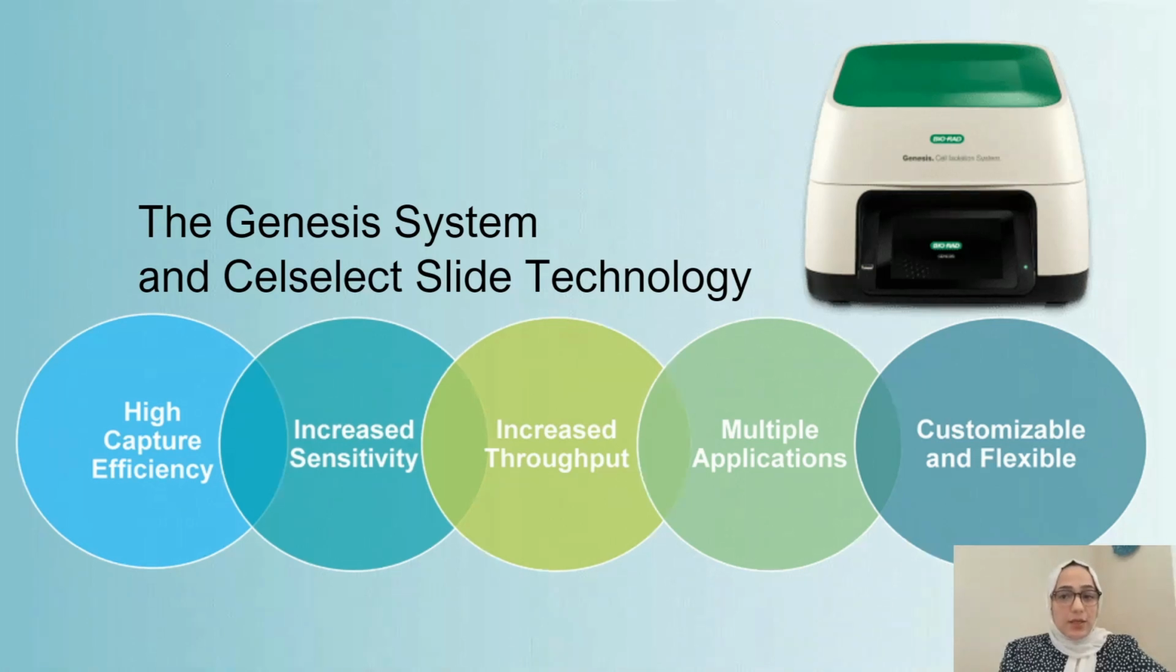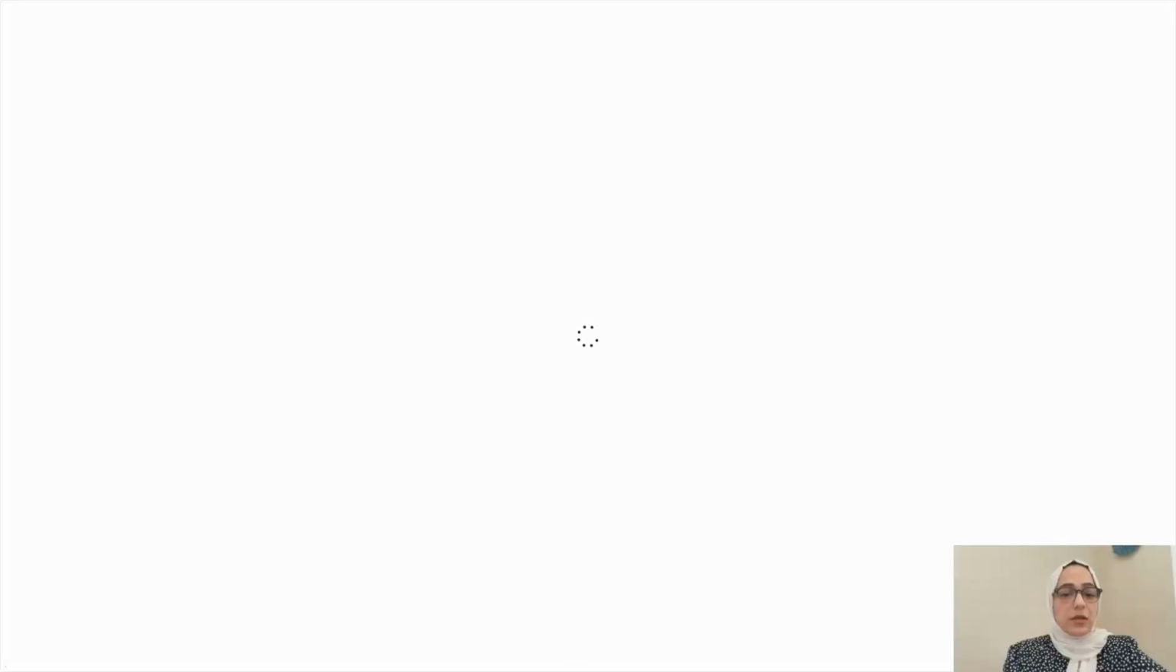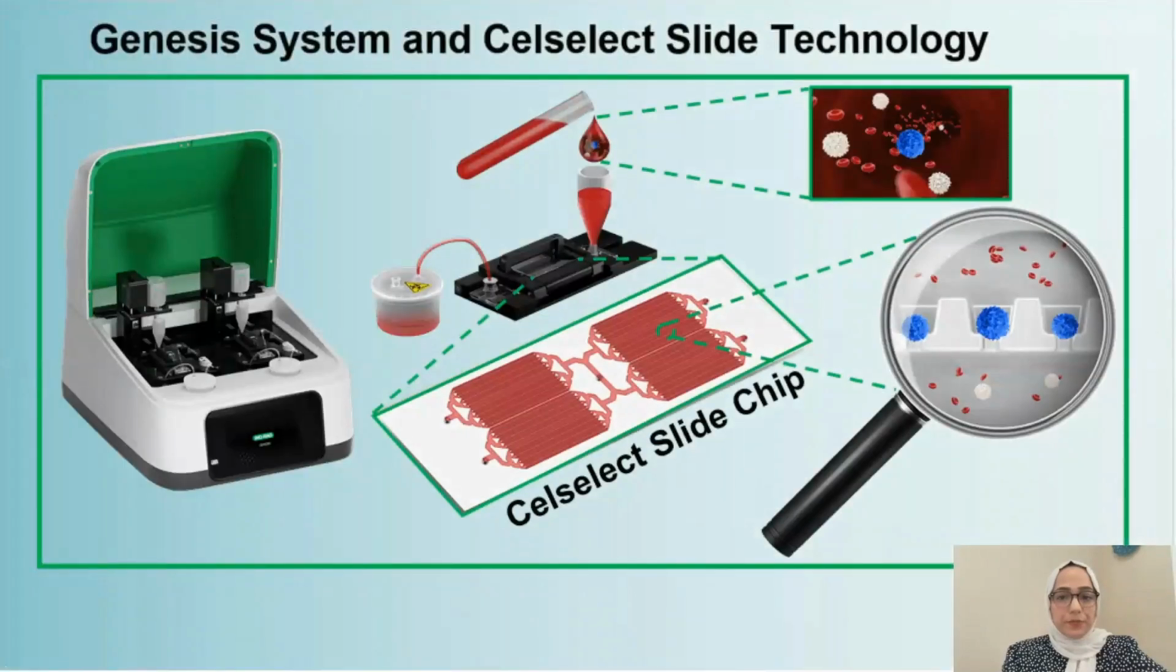The Genesis cell isolation system has been developed to address these key challenges of rare cell capture by ensuring high capture efficiency, increased sensitivity, and increased sample throughput. The system is compatible with multiple applications and is also flexible with customizable end user protocols. The system works by applying microfluidic size-based separation using CellSelect slide technology.